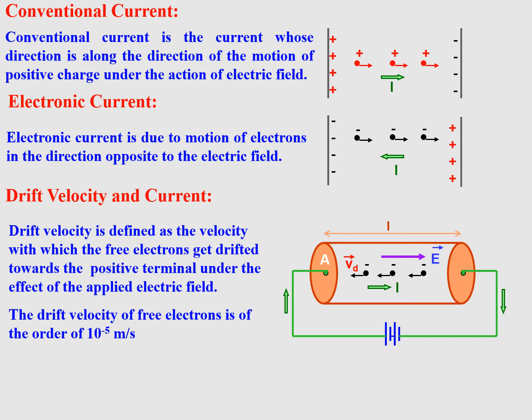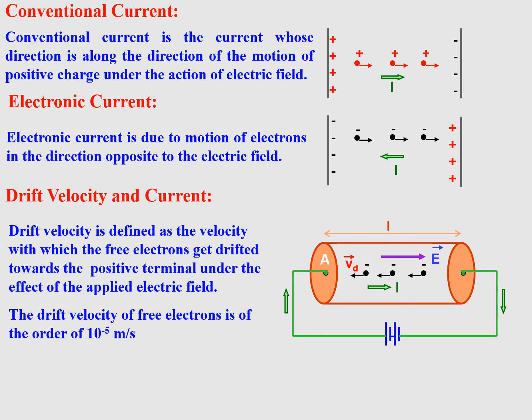We know that electric field is from the positive terminal of the battery towards the negative terminal of the battery. Because electrons are moving and force is applied on these electrons, they move with drift velocity represented by Vd. Drift velocity is defined as the average velocity with which free electrons get drifted in a metallic conductor under the influence of an electric field.